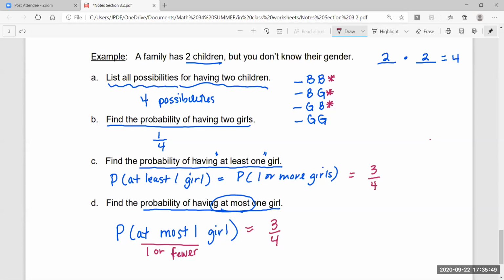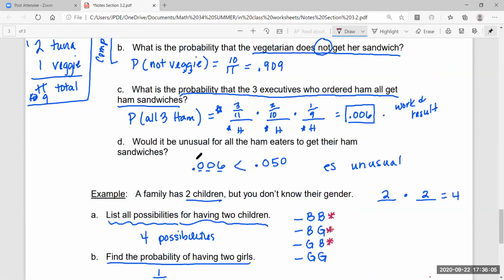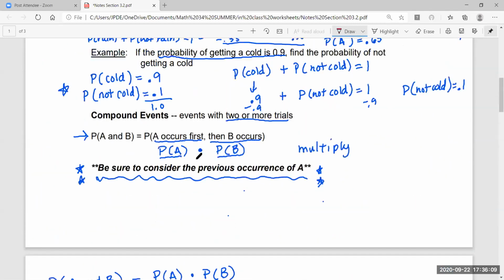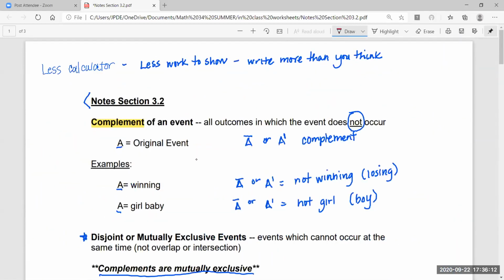So again, I don't know that you're going to have one, but I thought it was a good example and I wanted you to start thinking that way. Okay, let me just look at my notes real fast. I think we're set. Again, as you're doing these, I'm going to go back to the beginning. Look at all that great work we did. Less calculator, less work to show. I'm encouraging you, write more than you think.